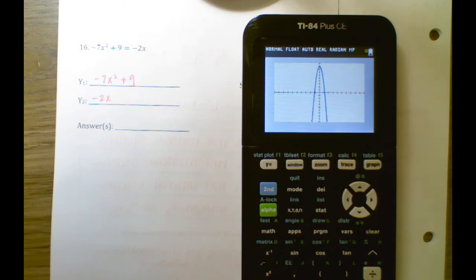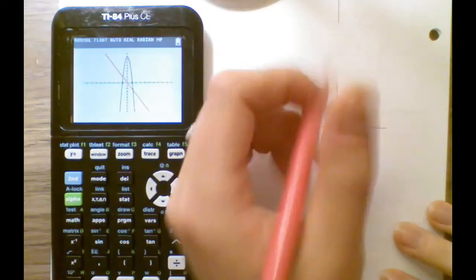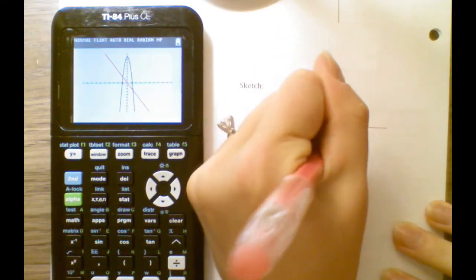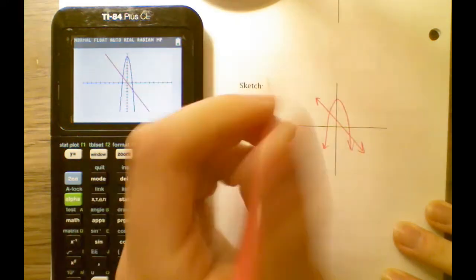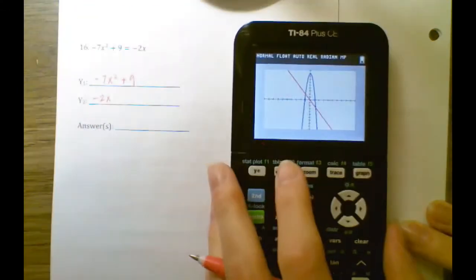Let's graph it. Interesting. These do intersect. Okay, so let me sketch this. It looks like it goes like this. Then it looks like it goes like this. All right, so I have an intersection here and here. So let's find those.